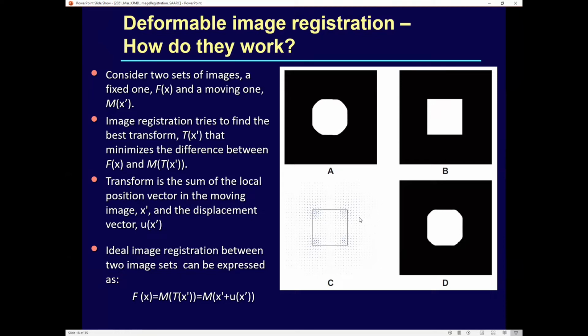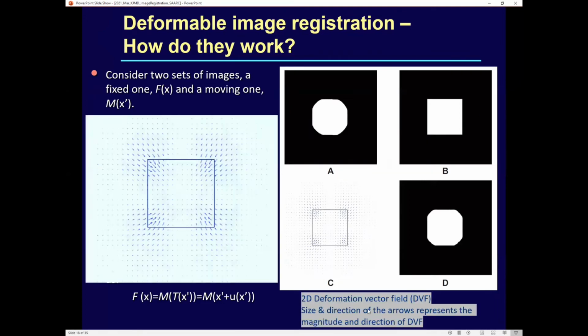So we apply a deformable image registration here, which finds out all these points, how they have to match, and deforms this field image to the reference image and applies these 2D vector fields. And you could see in this magnified image, the blue arrows represent the deformable vector field. The size and direction of the arrows represent the magnitude and direction of the vector field.